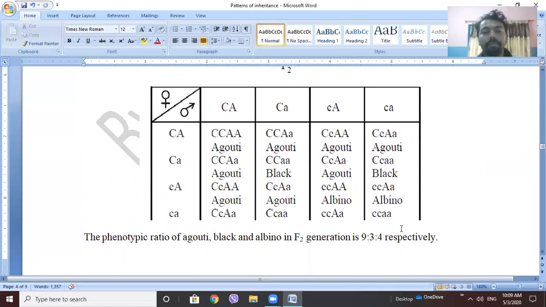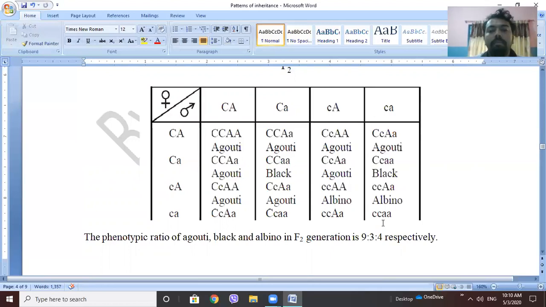So now let's again look at here. Capital C, capital A, it should also be agouti. Here there is capital C, but both are small a, so then it will be black. So it is black. Here also capital C but a is small, so black. Again this, okay, there is capital C, so this will be again black. So we completed both agouti and black.